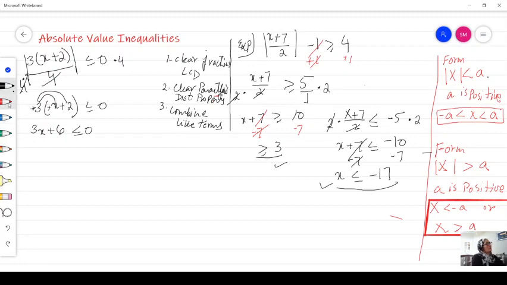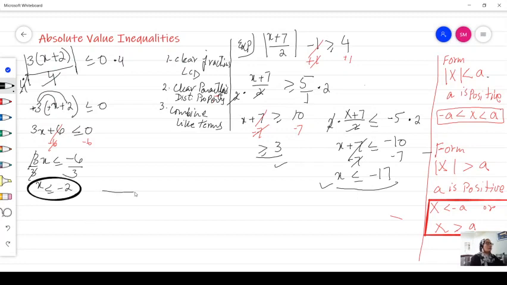The third step is combine like terms. What I'm going to do is subtract 6 both sides, because 6 and 0 are like terms, all the numbers are like terms. 3x less equal negative 6. Now I have to isolate x. So you divide both sides by 3, and x less equal negative 2. So that is my answer for that.